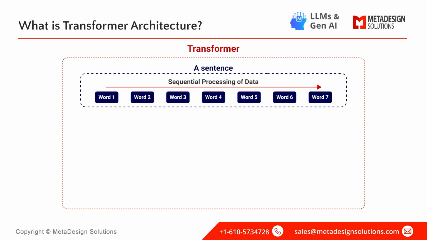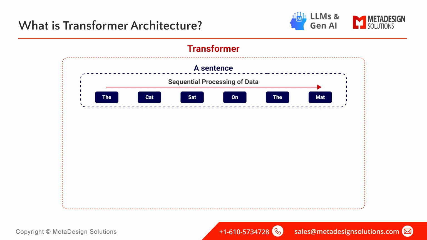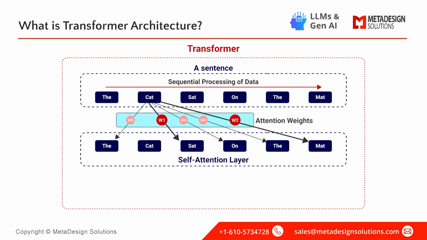In simple terms, self-attention allows the model to focus on different words in a sentence based on their relevance to the current word being processed. This means that each word in a sentence can pay attention to other words in the sentence, regardless of how far apart they are. For example, in the sentence, "The cat sat on the mat," the word cat should pay attention to sat and mat because they provide important context. Self-attention makes this possible.